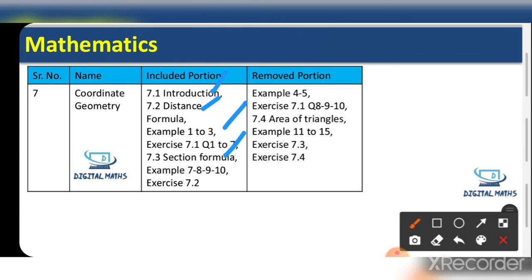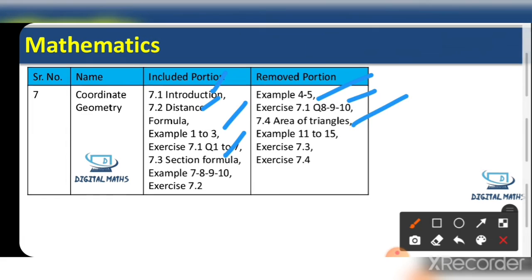Now we have to see the removed portion from chapter number 7, coordinate geometry. Examples 4 and 5, exercise 7.1, questions 8, 9, 10. Area of the triangle removed. It is also a very important formula for your standard. Also removed: examples 11 to 15, exercise 7.3, exercise 7.4.